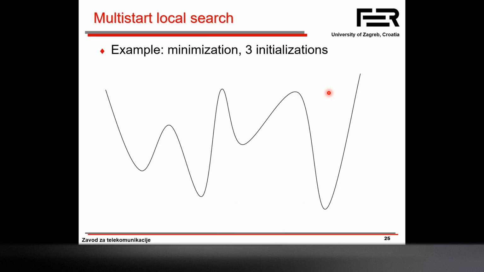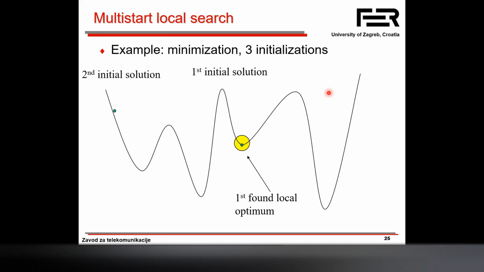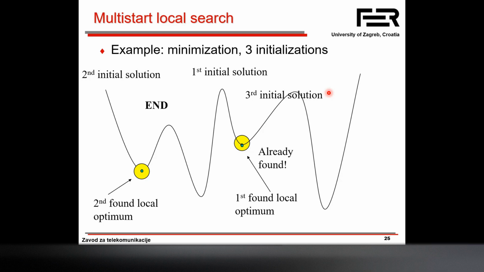For example, multi-start local search. So let's say this is my first initial solution. I find the local optimum. My second initial solution over here, I find this local optimum. My third initial solution, again, I'm here, already found, and so on. So I can keep going like this.